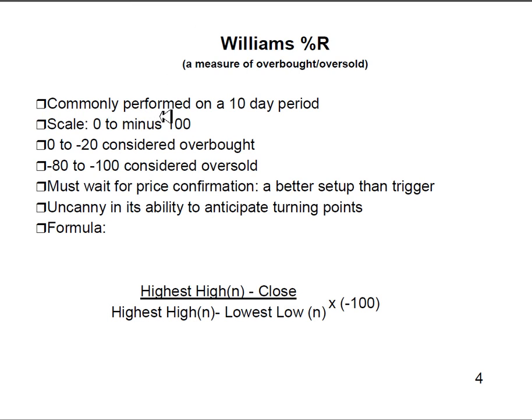I commonly use this on a 10-day period. The default settings in most chart packages are 14 days, like a lot of technical analysis. It's scored on a scale of 0 to minus 100. You cannot get a reading higher than 0 or a reading lower than minus 100. If you perform the computations and you see a score between 0 and minus 20, it's considered overbought. A score between minus 80 and minus 100 is considered to be oversold.